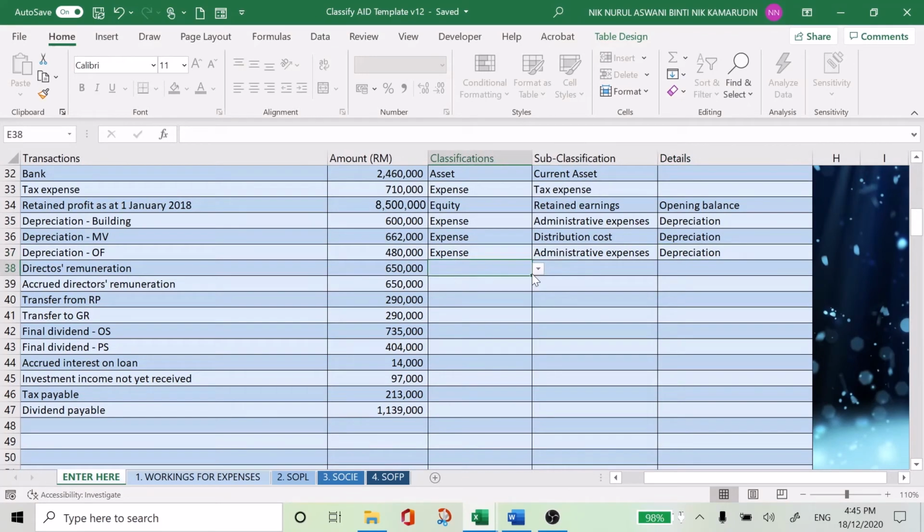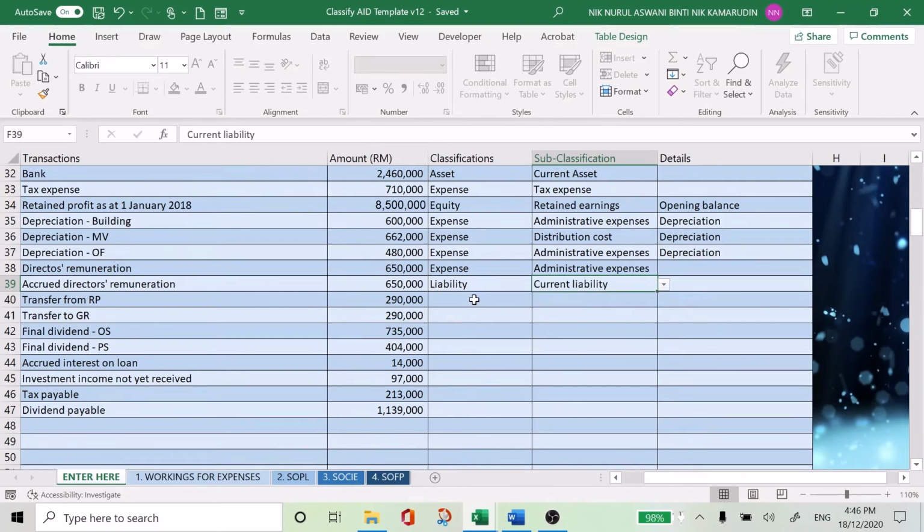Director's remuneration expense. This is admin expense. Accrued directors' remuneration. The company has a liability to pay the directors their remuneration. So this is your liability, current liability.